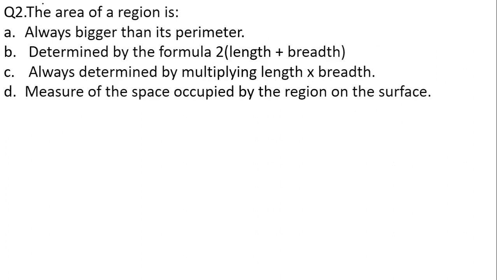Moving on to the next question: the area of a region is always bigger than its perimeter, determined by the formula of twice of length plus breadth, always determined by multiplying the length into breadth, the measure of a space occupied by a region on the surface. Here the thing that you have to understand is what exactly the area of any given region is. So area is the space enclosed by any shape.